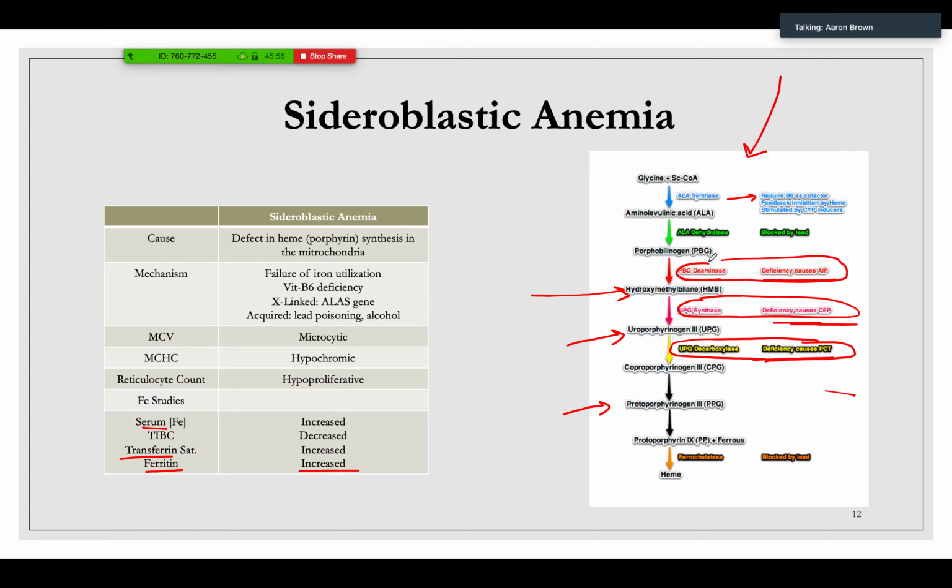These I'd like you to know. ALA dehydratase is blocked by lead, as well as ferrochelatase is blocked by lead, so know this. And then no ALA synthase, because this is the first enzyme in the whole process. And no glycine and succinyl-CoA are what you need to make hemoglobin.